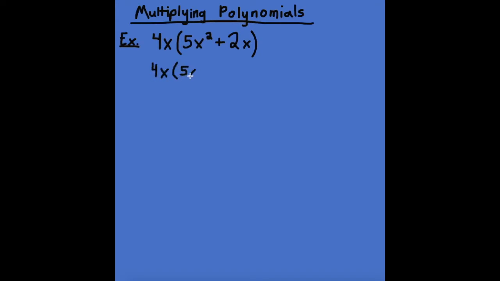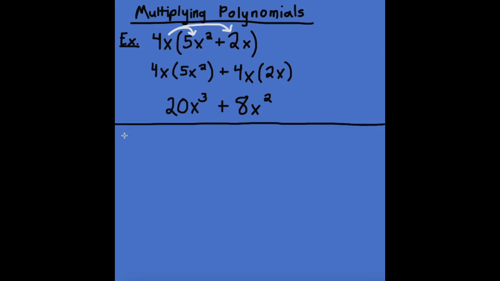4x times 5x squared plus 4x times 2x. 4x times 5x squared is 20x cubed. 4x times 2x is 8x squared. Therefore, our final answer is 20x cubed plus 8x squared. Keep in mind that this is the same thing as distributing. We are multiplying 4x by 5x squared and adding that to 4x times 2x.